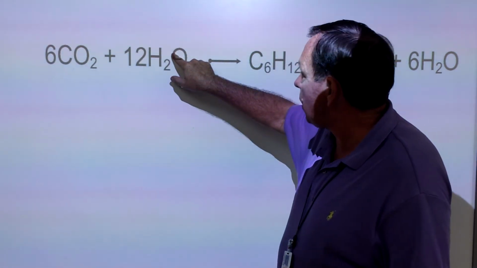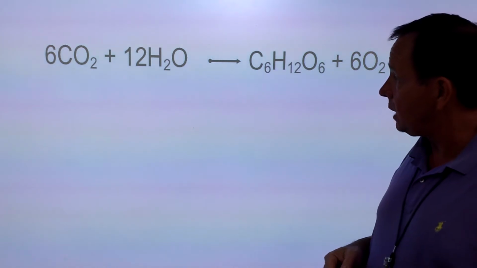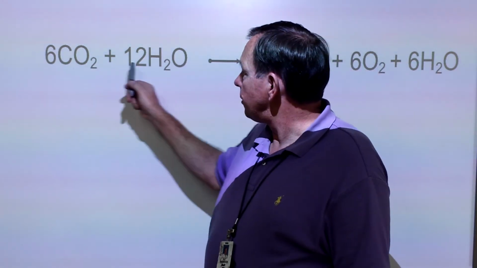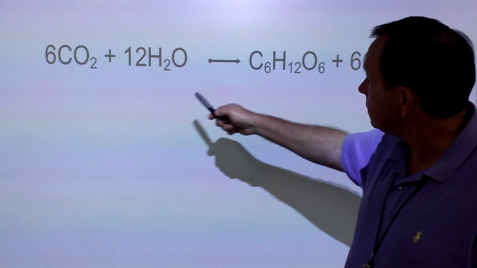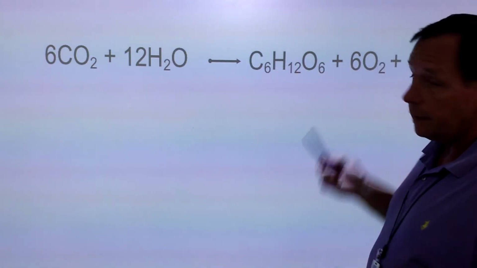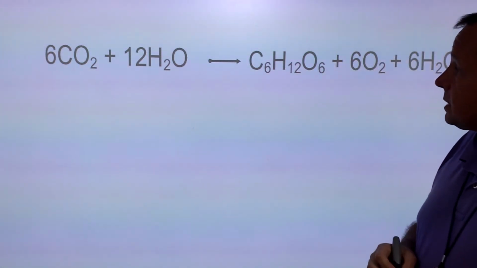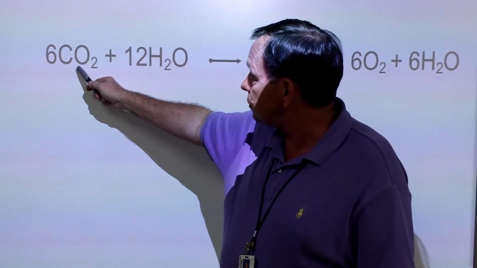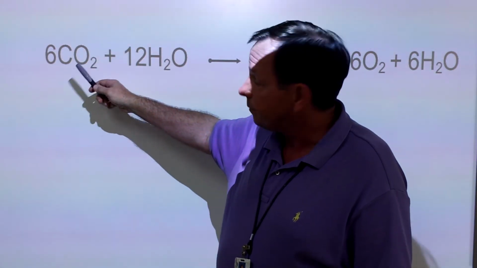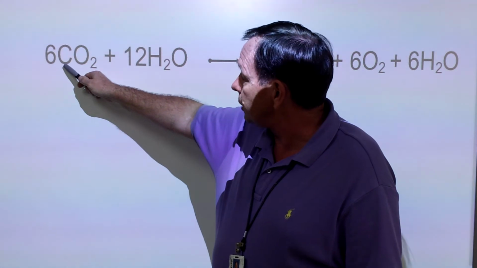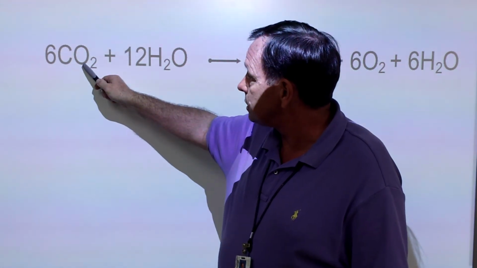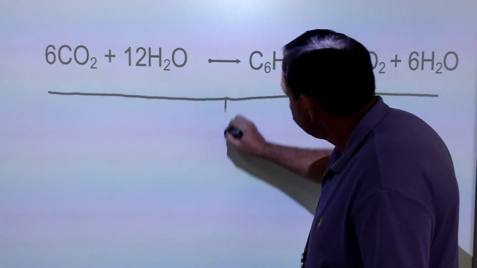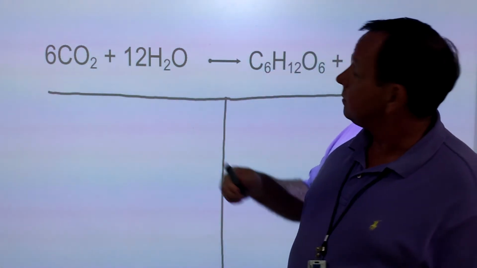We want to be able to count the elements in a chemical equation, and it's very simple to do. These large numbers in front of compounds or molecules are called coefficients. The 6CO2 means that there are 6 different molecules of carbon dioxide. Each carbon dioxide molecule holds 1 carbon atom and 2 oxygen atoms. So I'm going to show you how to count these. We make a T-chart like this, and it's very simple.